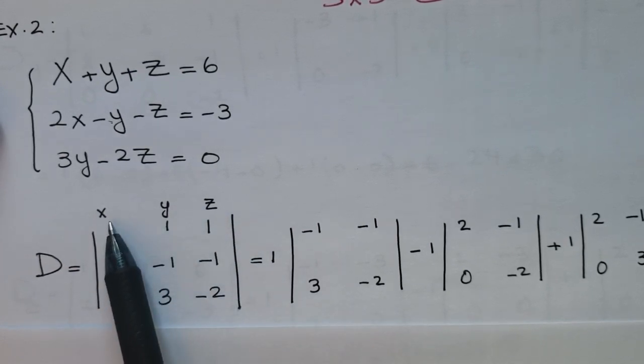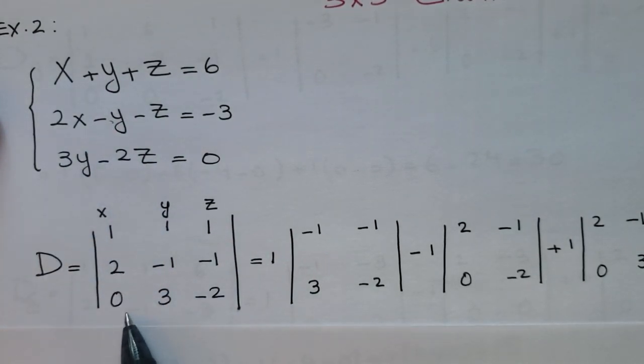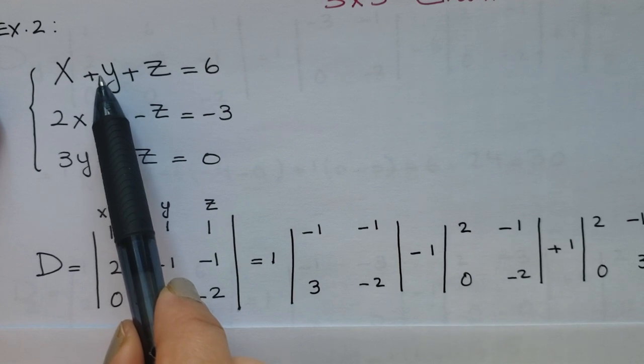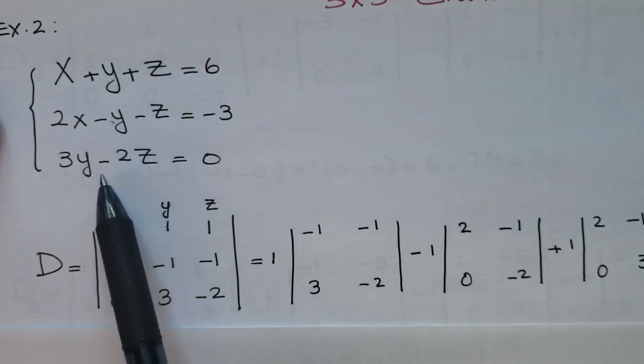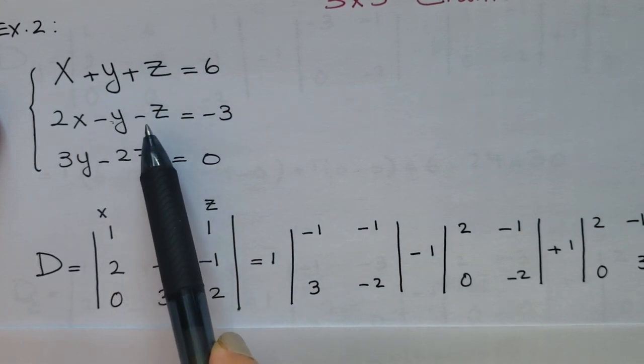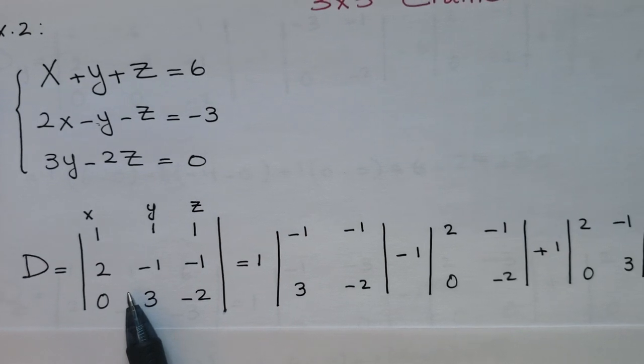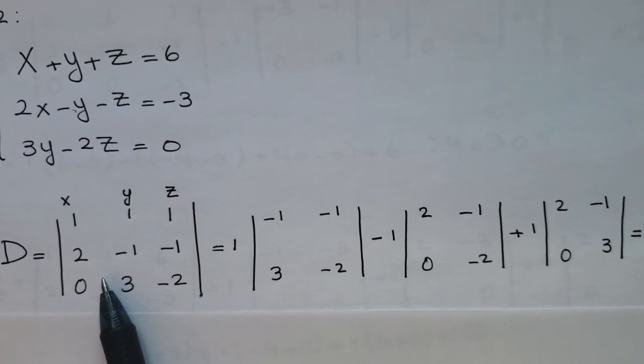So we start with x, so that would be 1, 2, 0, right? For the y, that would be 1, negative 1, and 3. For the z, that would be 1, negative 1, and negative 2. So I form the D, which is the coefficient matrix. Then I have to find the value.